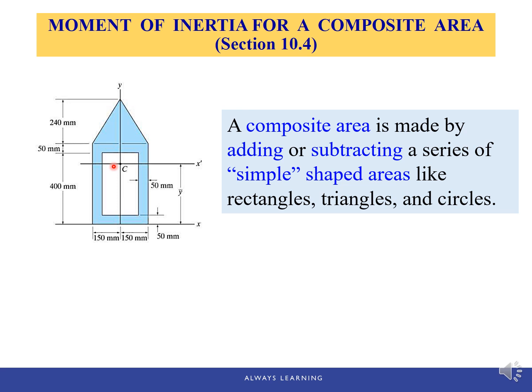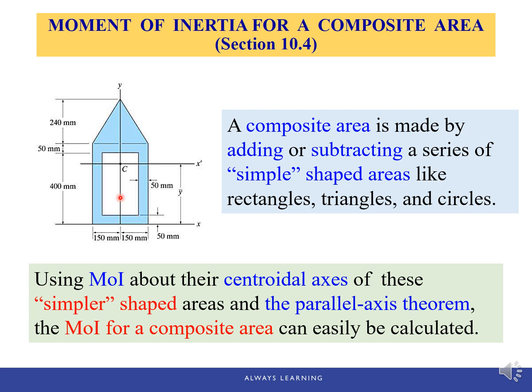So the parallel axis theorem made it possible for us to use a simpler method, which is very similar to the composite area method we used earlier to find the centroid location of a composite area without using integration. Let's review what a composite area is. A composite area is made by adding or subtracting a series of simple shaped areas like rectangles, triangles, and circles. Then we can use the moment of inertia about their own centroidal axes, which we already have from the table, and apply the parallel axis theorem to find the moment of inertia about this entire cross-sectional or composite area without using integration.